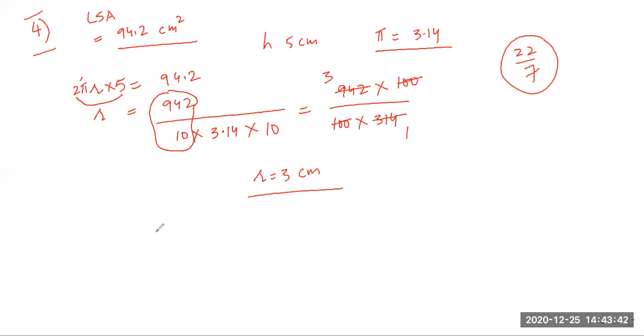Then it says calculate the volume. So what will be the volume? What is the formula for the volume of a cylinder? Pi r square h. So you know h, you know r. Please do it. All right. Then comes the fifth sum.